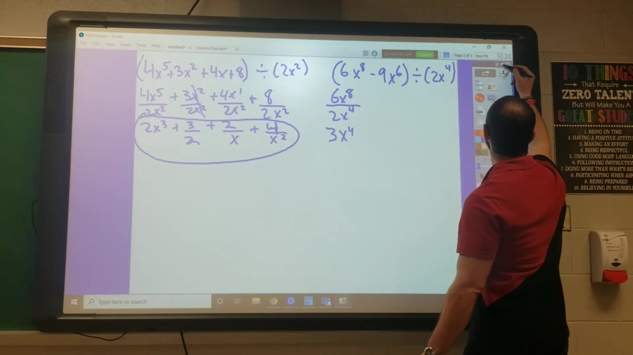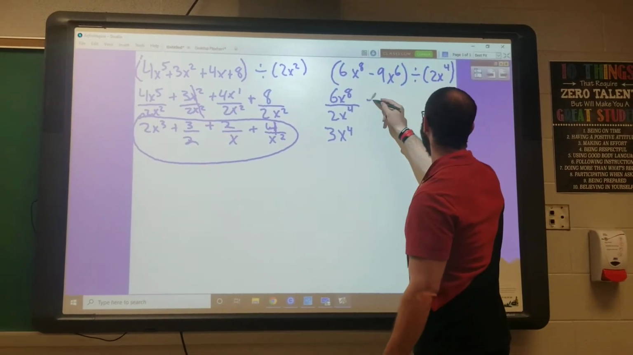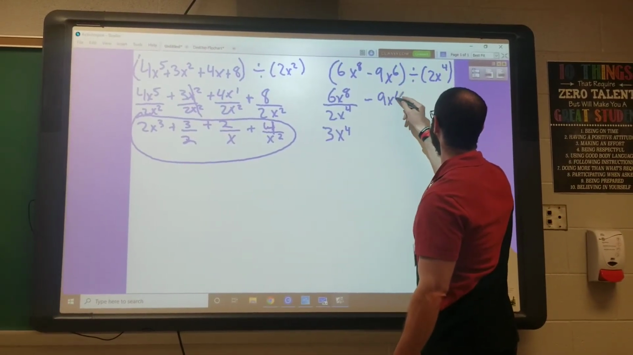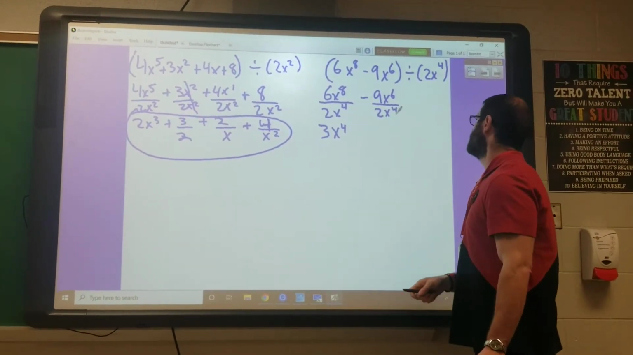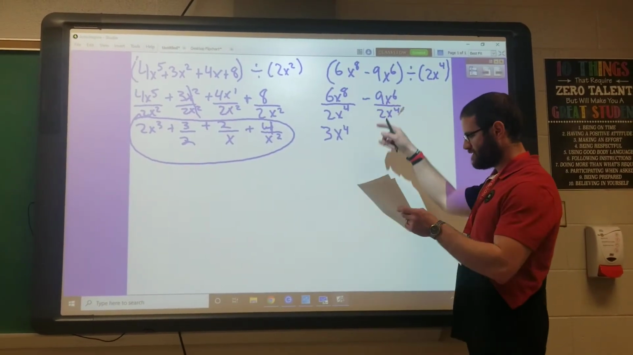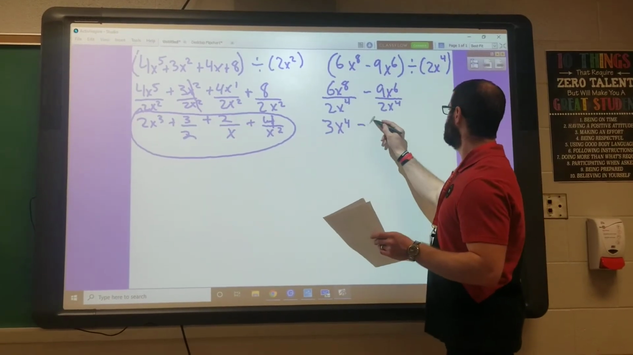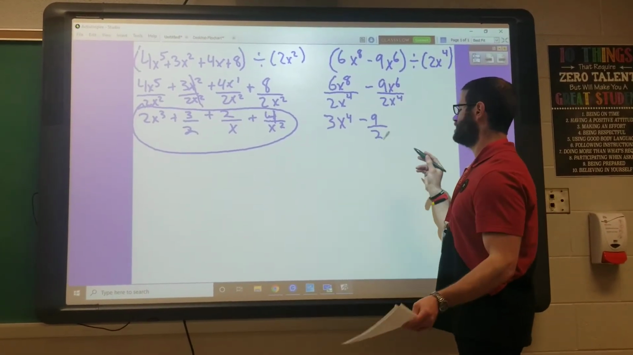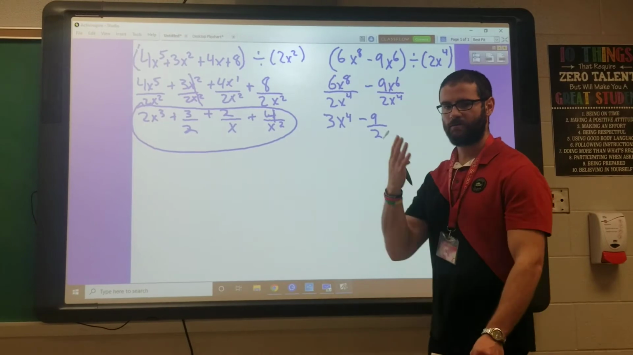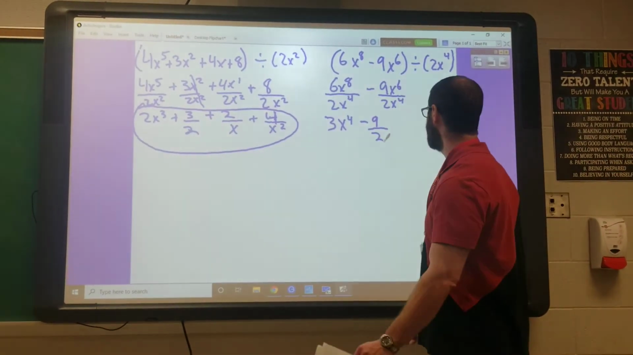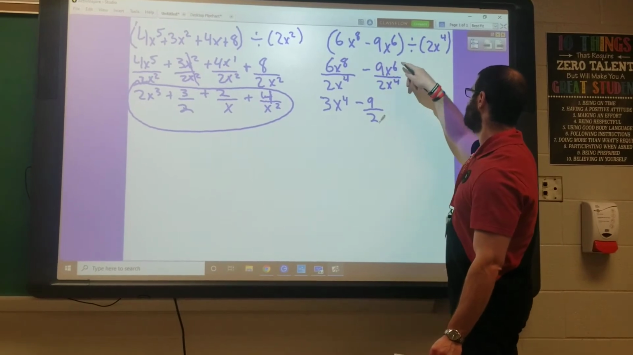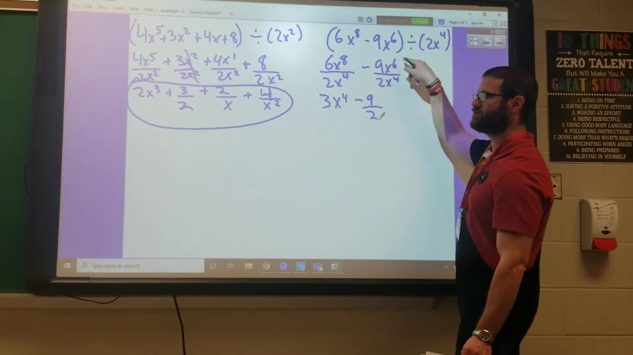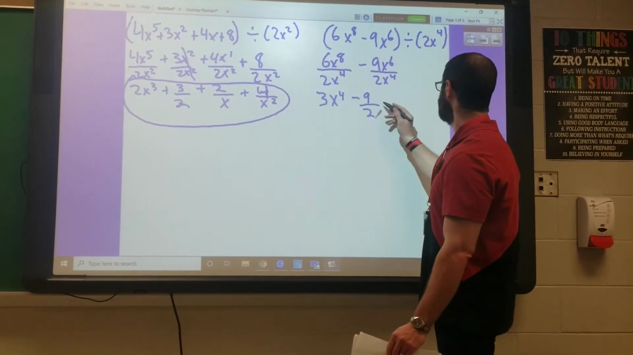Okay, so we just want to make sure we're watching our signs. 9x to the 6th over 2x to the 4th. So negative 9 over 2, we're just going to keep that as a fraction. Again, make sure you read the directions, whether you're keeping it as a fraction or a decimal. So we know that part of it. X to the 6th over x to the 4th. 6 minus 4, we subtract from top to bottom, is 2.